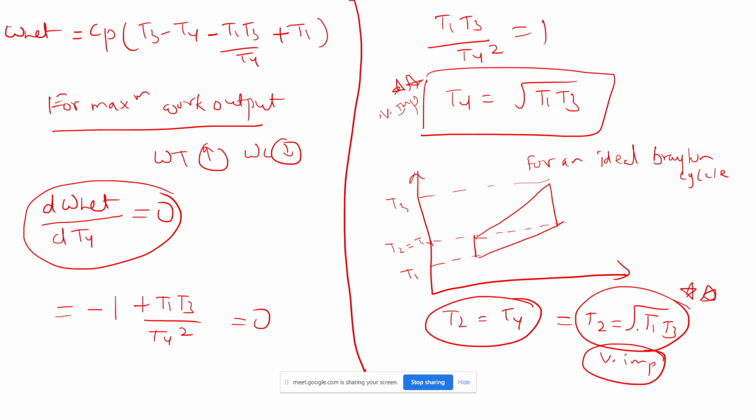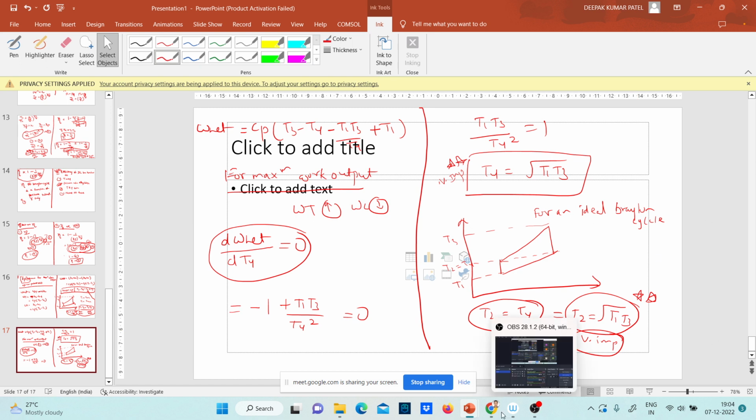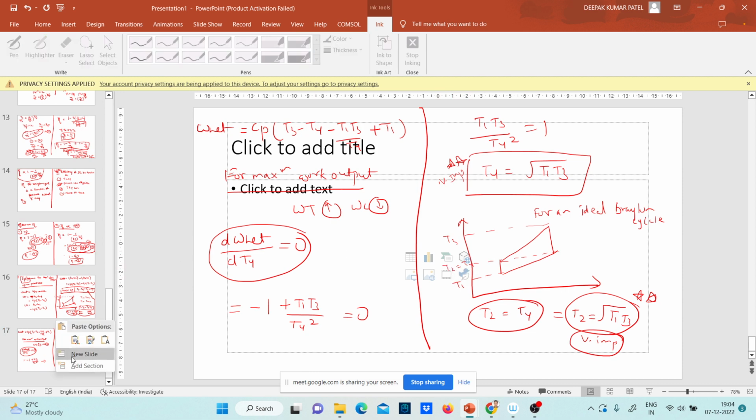Is it okay till now? Okay. So T2 is equal to T4. We should remember it only for the ideal Brayton cycle. For the ideal Brayton cycle, we want T2 to be equal to T4. We are assuming the ideal Brayton cycle for the maximum work output. So we will get maximum output only when T2 is equal to T4.